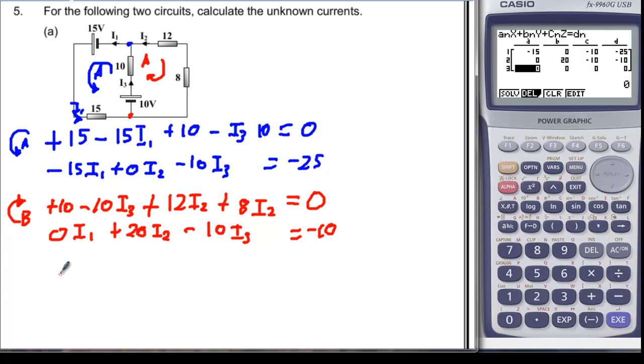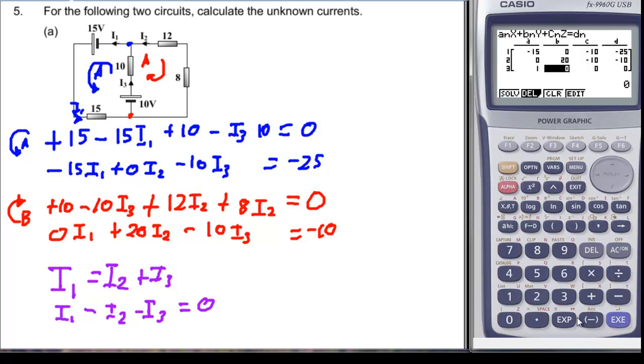So our third equation is going to be I1 equals I2 plus I3, and again we want it in the same form, so it's going to be I1 minus I2 minus I3 equals 0. Here we go, so we type this third equation into the calculator. There's one I1, then there's a negative 1 I2, negative 1 I3, and that equals 0. So we have our three equations.